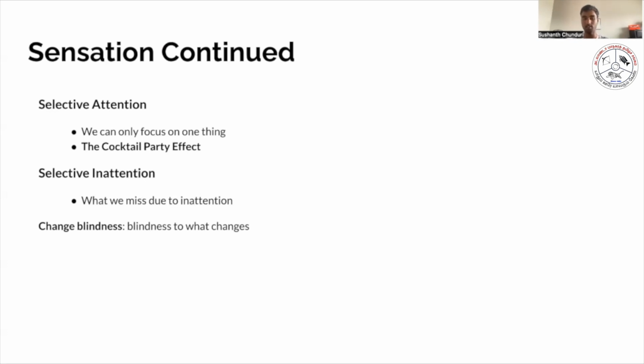Another important thing is change blindness, and it's essentially our blindness to whatever changes in a room. If you've ever tried to complete a spot the difference without the original paper, it's very, very difficult. So that's change blindness. It's our difficulty in figuring out what changes in a situation, really.